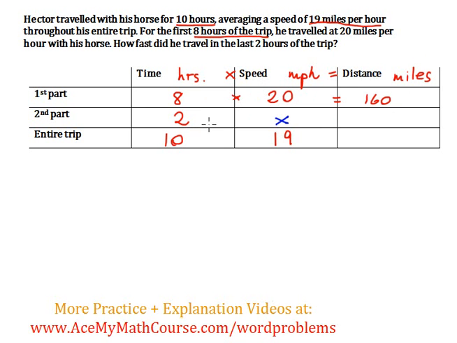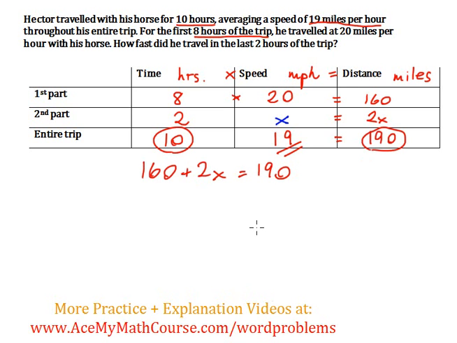Okay, for the second part of the trip that lasted 2 hours, his speed is unknown. So we can just multiply them. 2 times x is 2x. That's it. And for the entire trip, which lasted 10 hours, his average speed was 19 miles an hour. 19 times 10 is 190. So if we add the distance that he went through in the first part of the trip and the second part, we should get, of course, 190 in total, which is how far he went throughout the entire trip. So 160 plus 2x is equal to 190 miles.